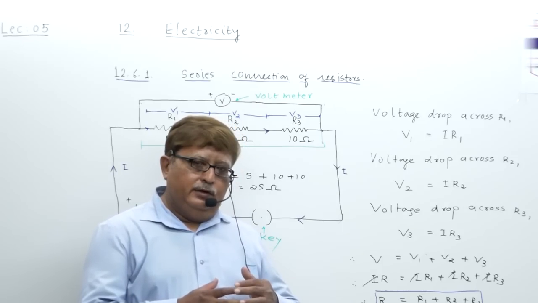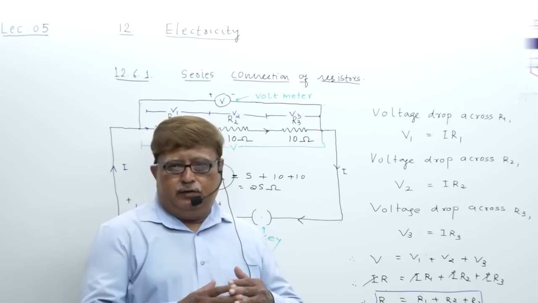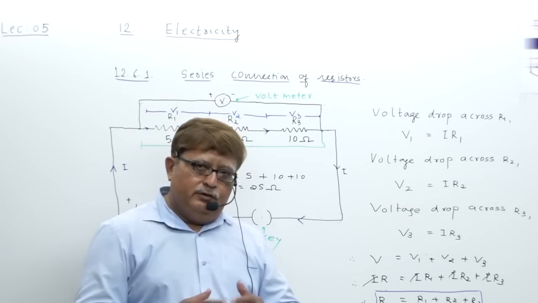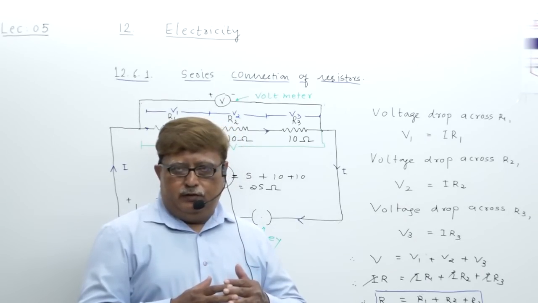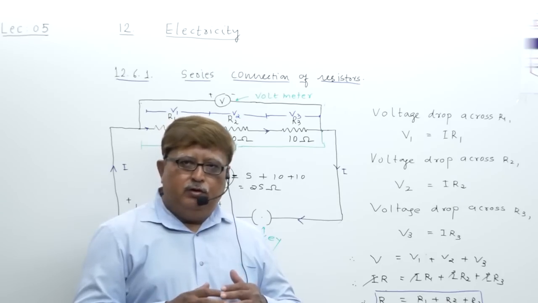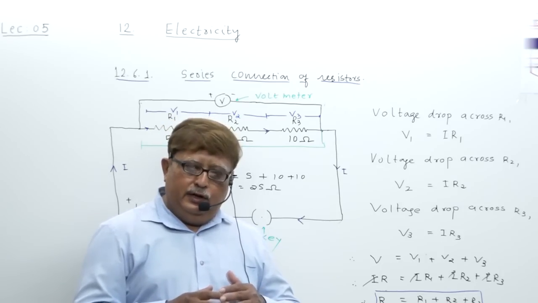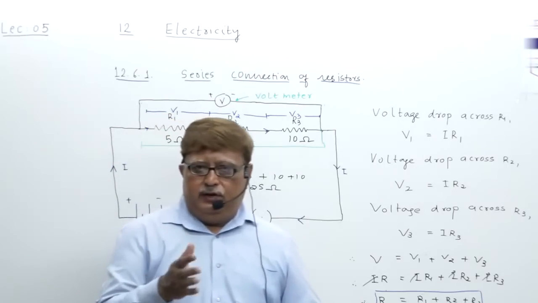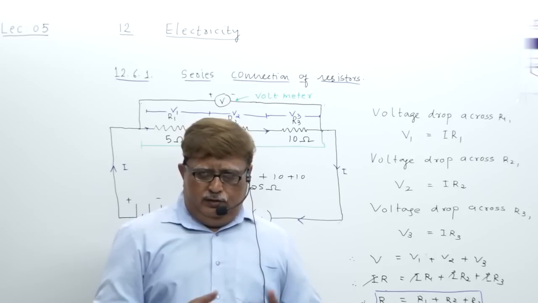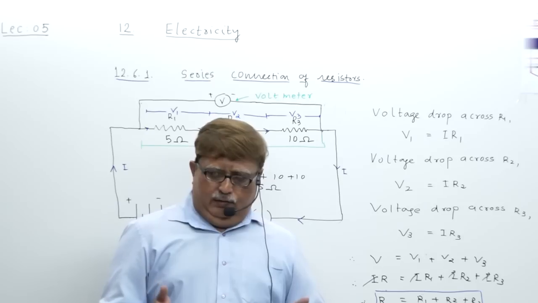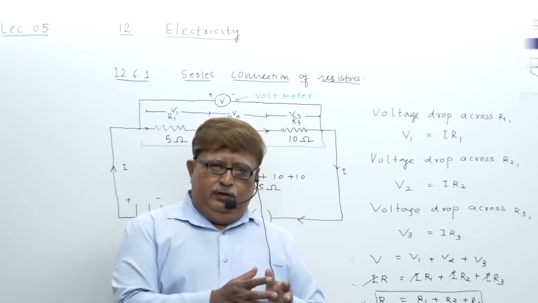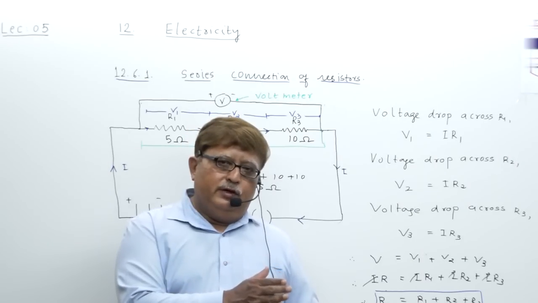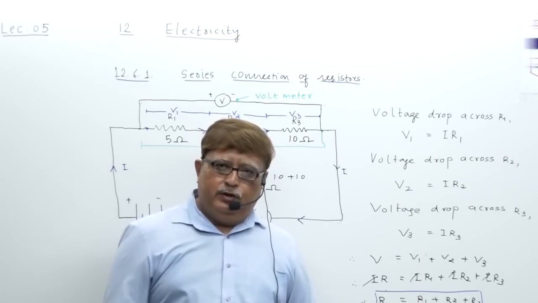So whenever resistors are connected in series, the equivalent resistance or total resistance of the circuit can be obtained by just adding them algebraically. Suppose I have 5 resistors, each of 10 ohm. What is the total resistance of the circuit? R equal to R1 plus R2 plus R3 plus R4 plus R5. 10 plus 10 plus 10 plus 10 plus 10, 50 ohm.